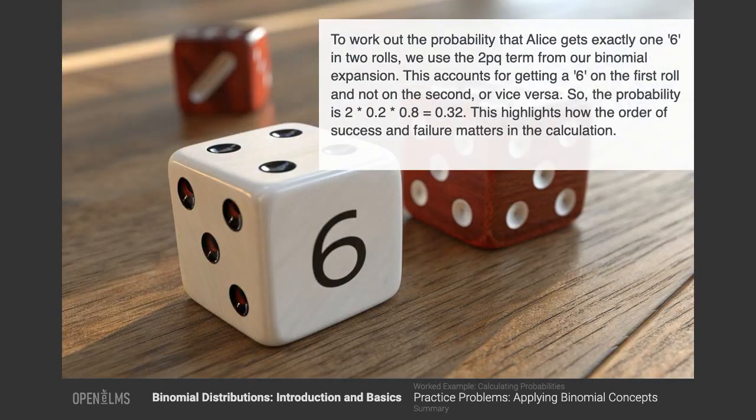To work out the probability that Alice gets exactly 1 six in 2 rolls, we use the 2PQ term from our binomial expansion. This accounts for getting a 6 on the first roll and not on the second, or vice versa. So the probability is 2 times 0.2 times 0.8, which equals 0.32. This highlights how the order of success and failure matters in the calculation.